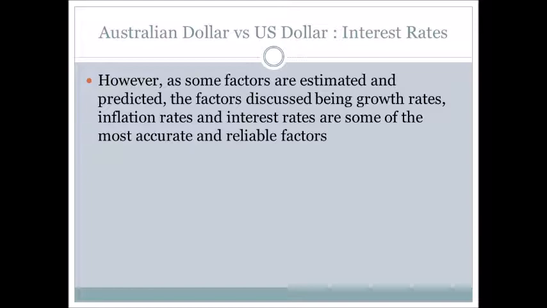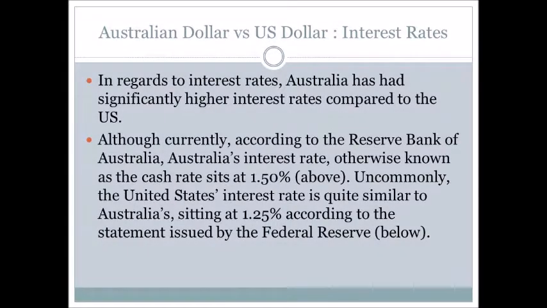In regards to interest rates, in recent history, from 2014 to present, Australia has had significantly higher interest rates compared to the US, although currently, according to the Reserve Bank of Australia, Australia's interest rate, otherwise known as the cash rate, sits at 1.5%. Uncommonly, the United States interest rate is quite similar to Australia's, sitting at 1.25% according to the statement issued by the Federal Reserve.